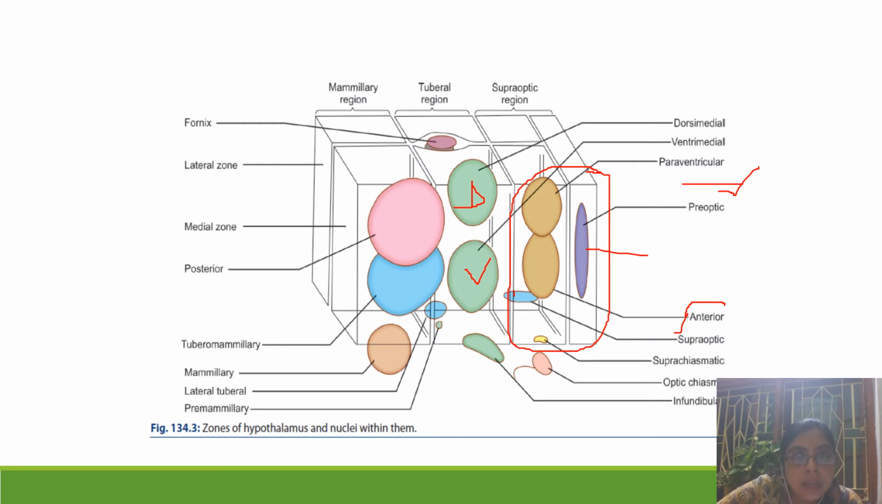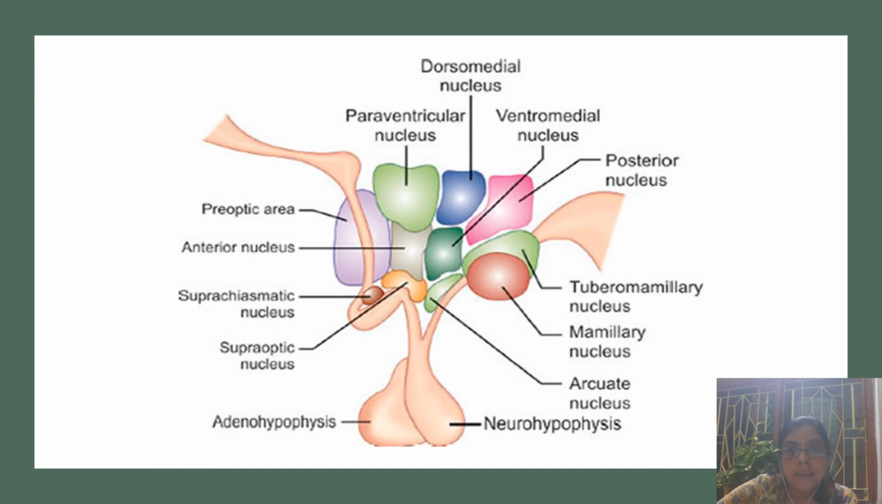Regarding the posterior group, it is the mammillary region, as we have seen in the last slide. The posterior wall is formed by the mammillary body. So we have the supramammillary, mammillary and posterior hypothalamic nuclei. In addition to that, in the lateral zone we have the lateral preoptic and lateral hypothalamic nuclei. This will give a better view.